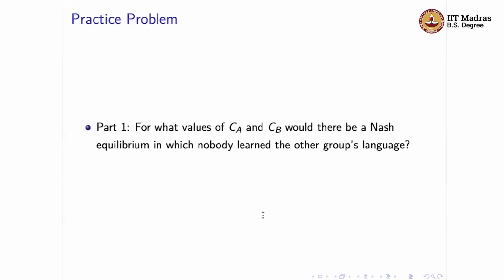So first question is, for what values of CA and CB would there be a Nash equilibrium in which nobody learned the other group's language? So we are going to solve this, but I encourage you at this point to pause the video and try and solve it yourself first. Okay, so let's look at how you would go about solving it.